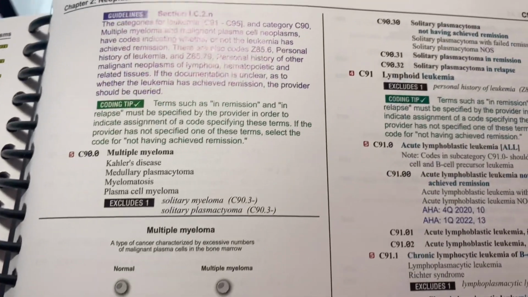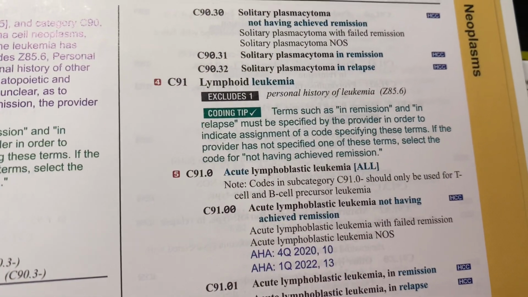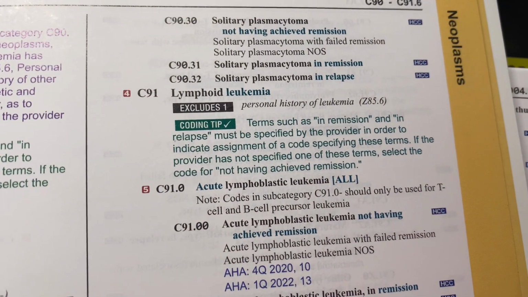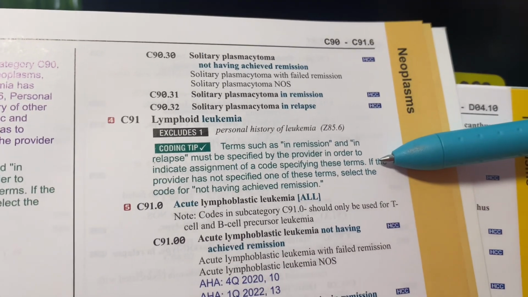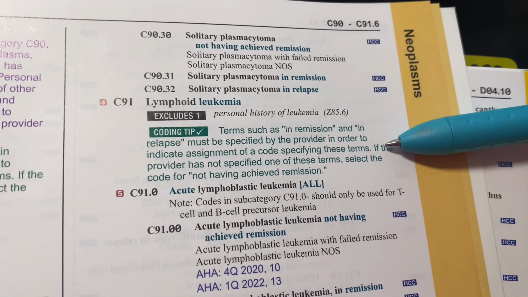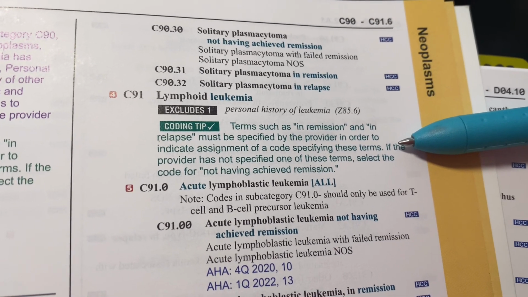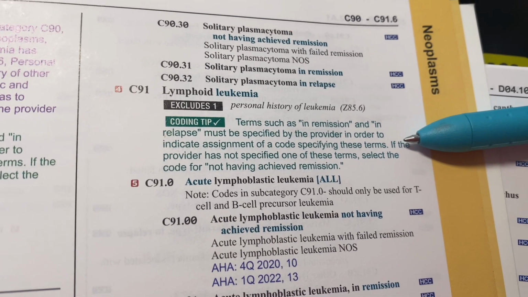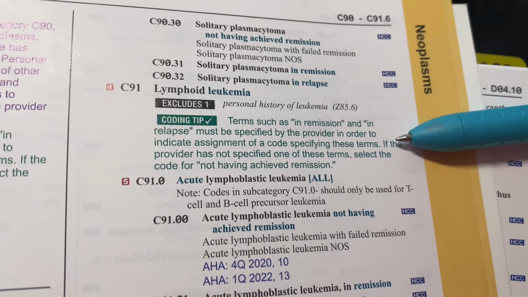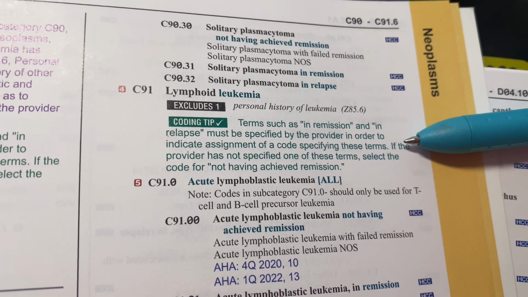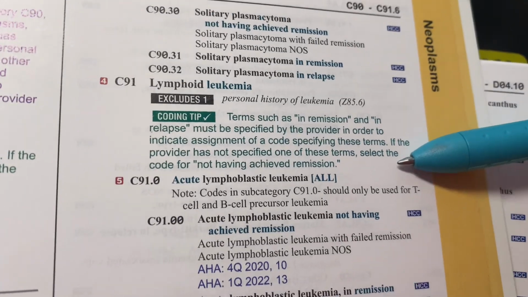And then if we go back a step, we'll see that we get some coding tip. In my book at C91, it says terms such as in remission and in relapse must be specified by the provider in order to indicate assignment of a code specifying these terms. If the provider has not specified one of these terms, select the code for not achieving remission.